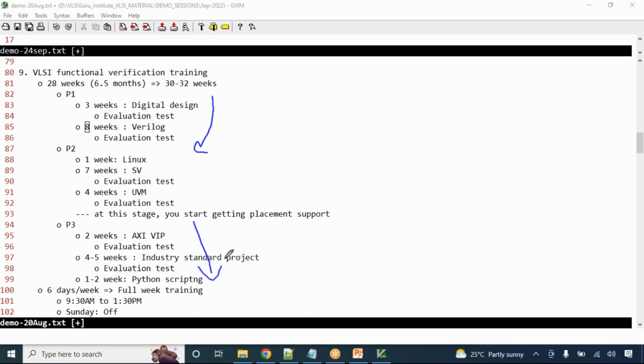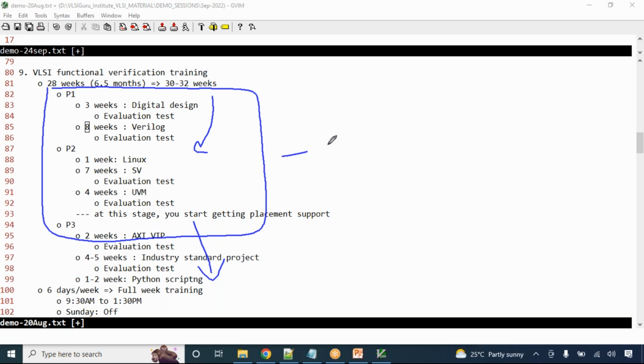We won't hurry to complete this. We will not be in a hurry to complete phase 3. Let's do only the first 2 phases extremely well, where the person is very good with it. And a lot of hiring happens only based on that.